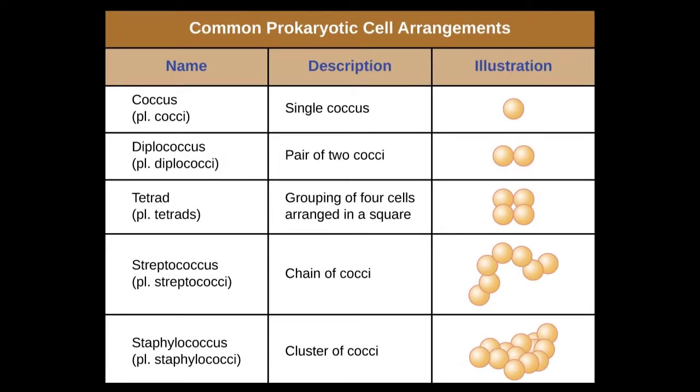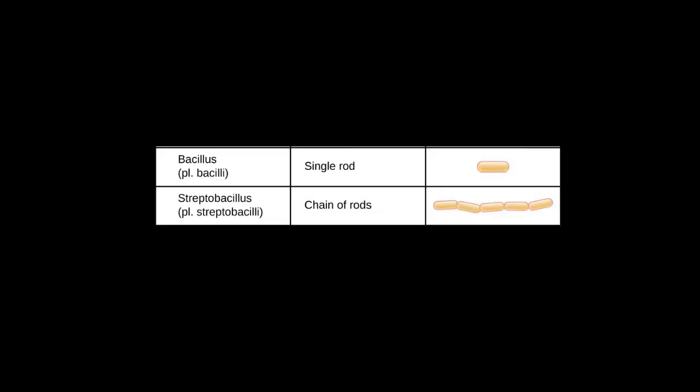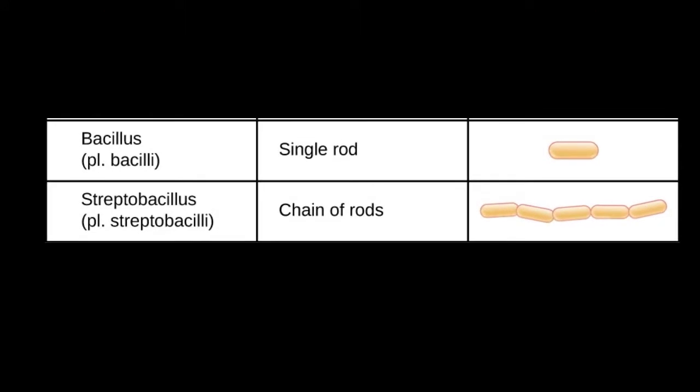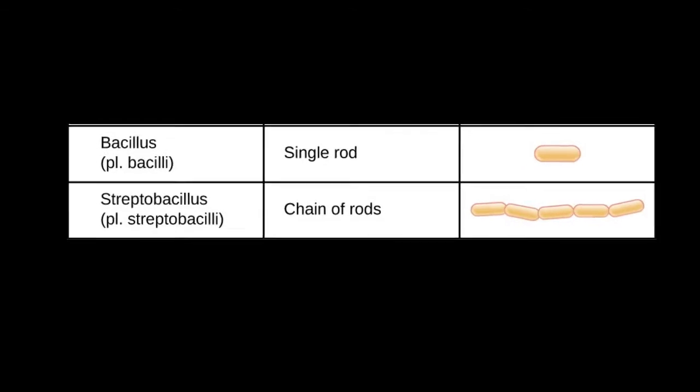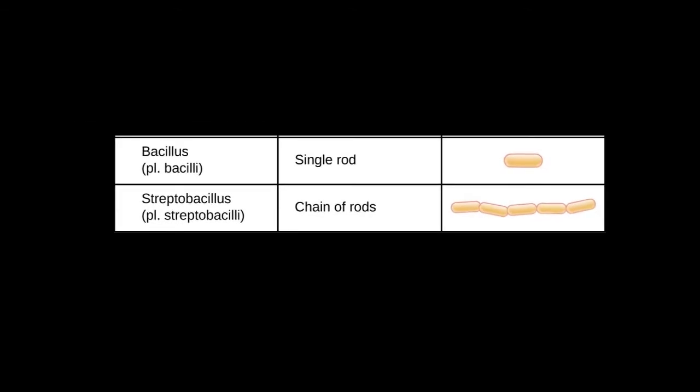If we arrange these together, we might have an individual coccus, no real arrangement, we call that single coccus, or two cocci together, diplococci, four cocci together, tetrad, a chain of cocci together, streptococci, or a cluster of cocci together called staphylococci arrangement. Couple more arrangements. A single bacillus is called a single bacillus arrangement. A chain of rods, streptobacilli.